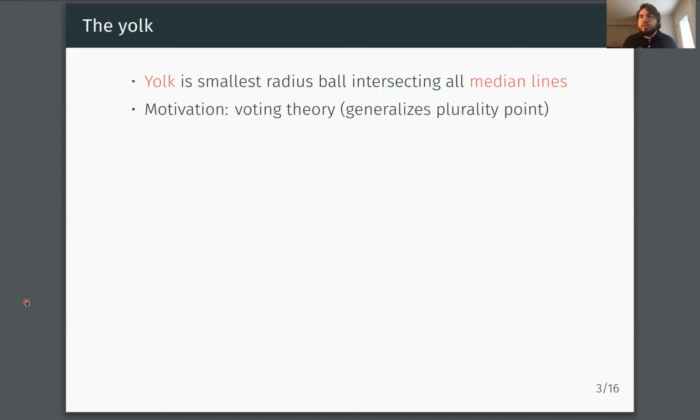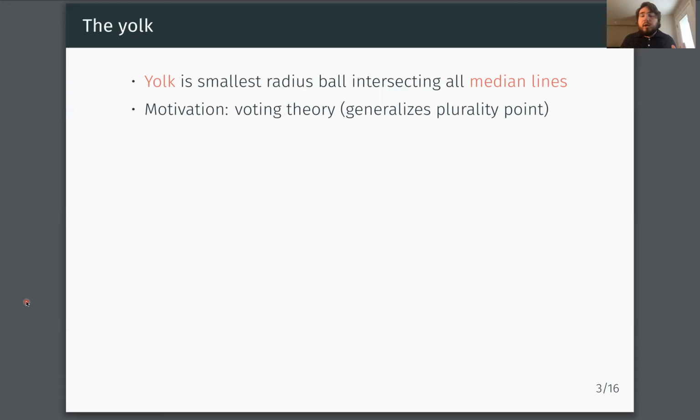The motivation for why we're interested in computing this sort of quantity comes from voting theory. So in particular, it generalizes something known as the polarity point in a two-party preferred system under the proximity model. People who are familiar with that, that's where it comes from. But like I mentioned, the extremal yolk and the yolk are different.